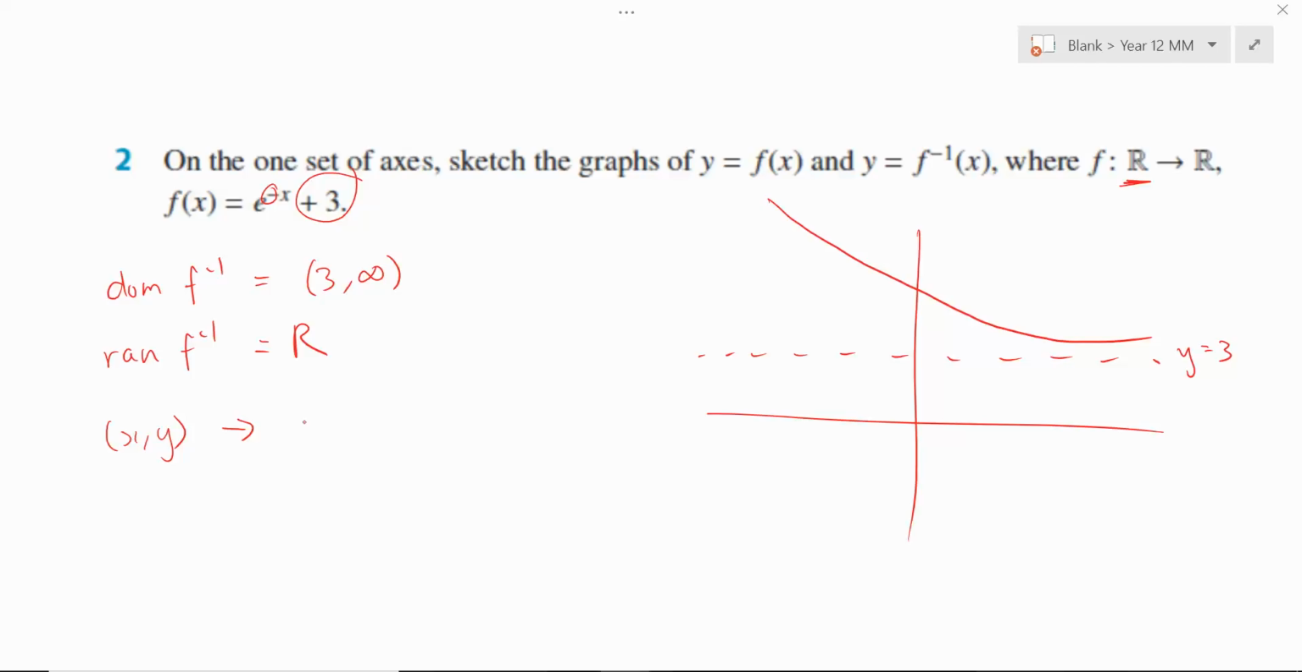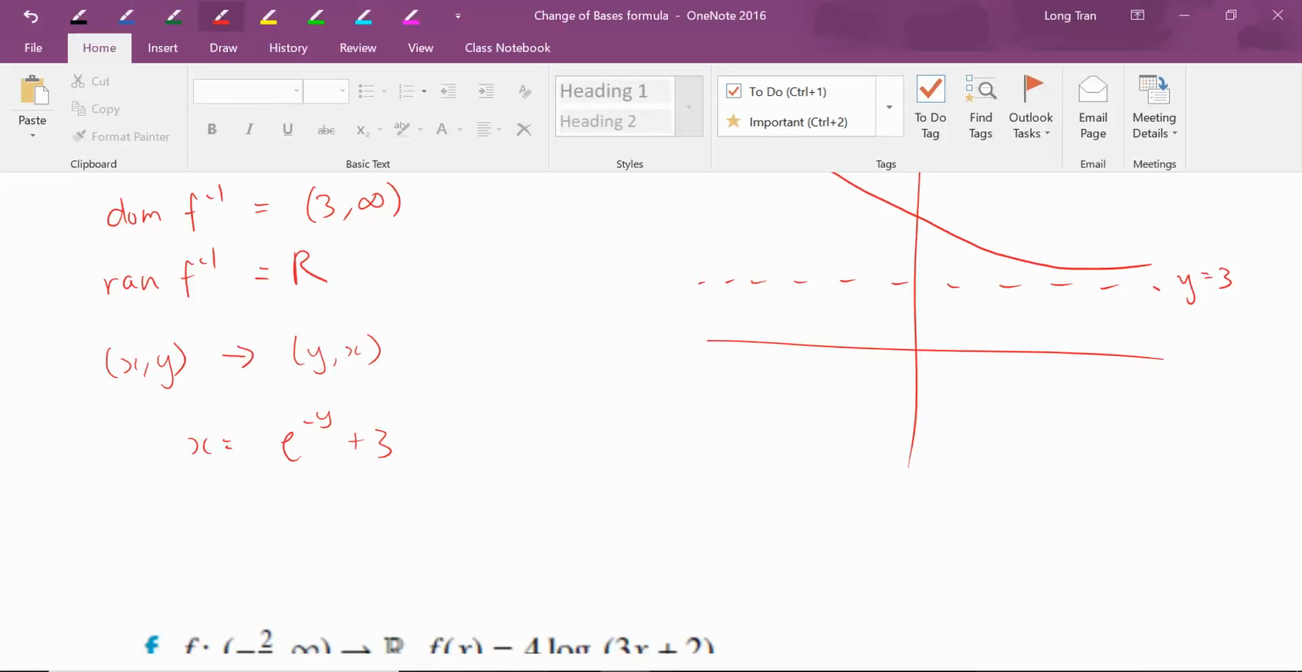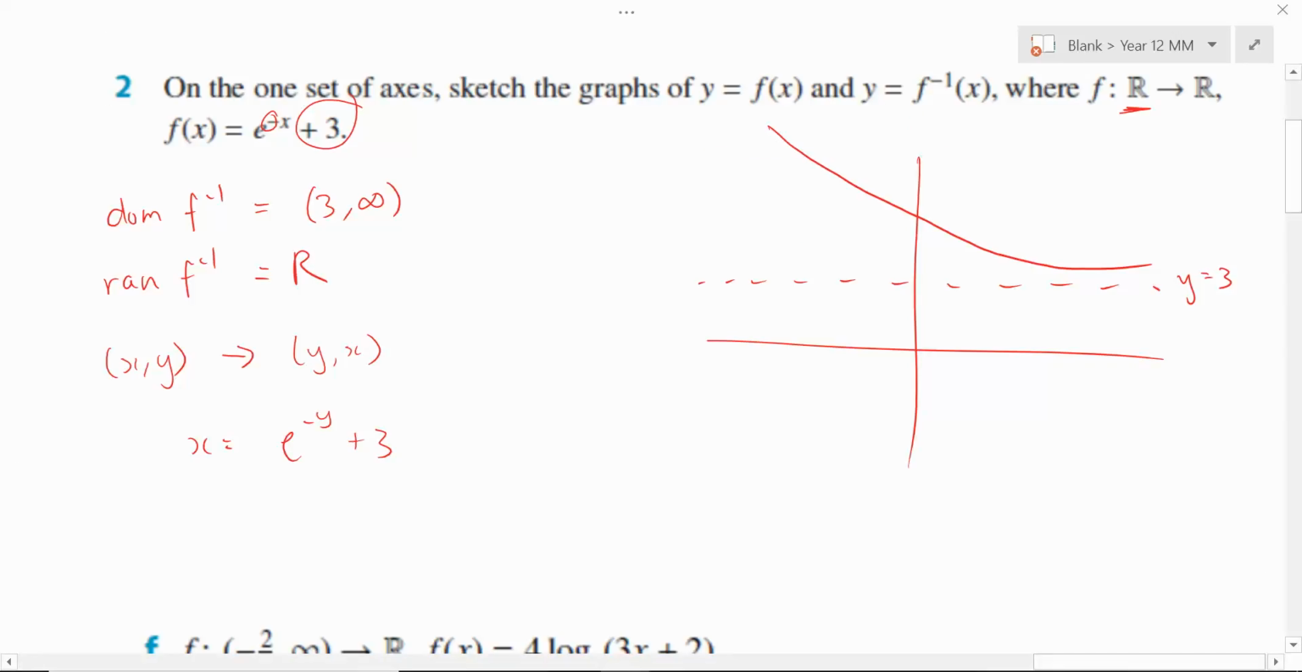So the range of the next one. So anything range. Good. Now, to find the inverse function, here we go. We're going to swap the x and y's. X equals e to the negative y plus 3. I want to find y to find the inverse function. What do I do first? Yes, Luke? You push the 3 across. Good. So it becomes x minus 3.